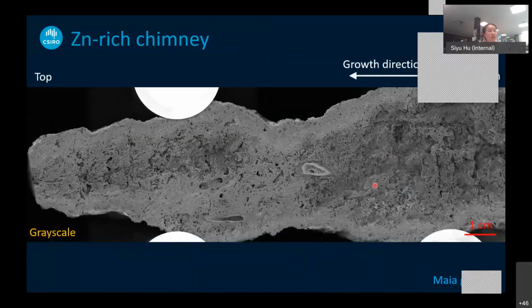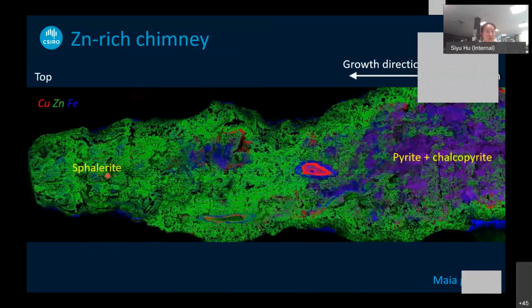Okay, so the second example is a sphalerite chimney. The bottom is on the right and the top on the left. I didn't have the original photo of the chimney, so I used a grayscale image here. If we take a look at the copper-zinc-iron map, we can see the chimney is dominated by sphalerite, with some pyrite and chalcopyrite associated with copper toward the bottom.